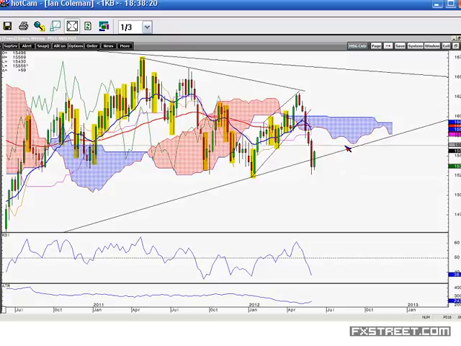But again, using the dollar bias, excuse me, 1 second. Using the dollar bias, if we're looking for lower dollars in dollar Swiss and lower dollars in euro dollar, then really we should be looking for lower dollars in cable as well. So short-term bias is to the upside at the moment.